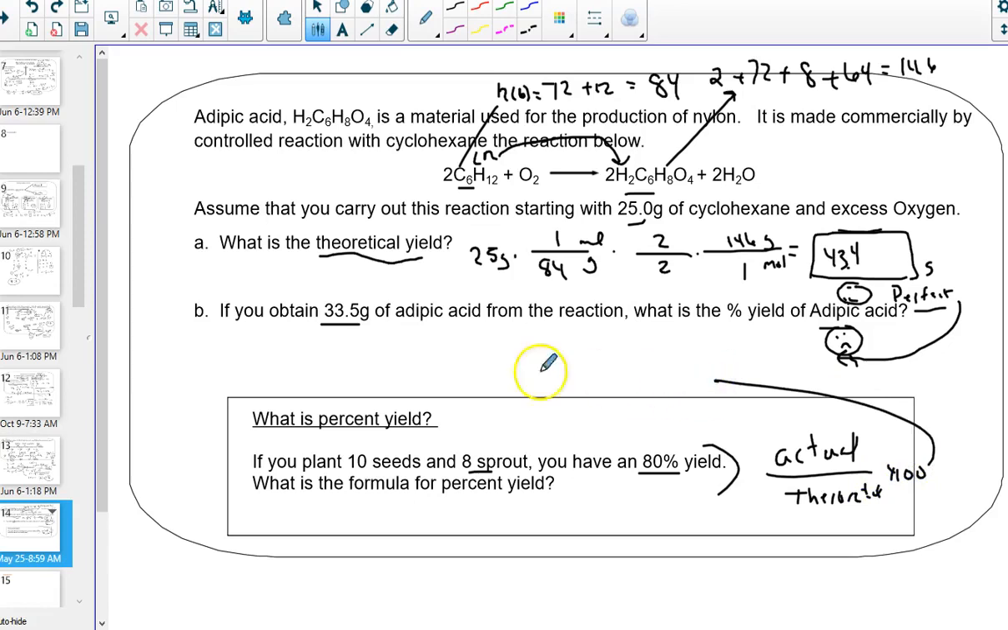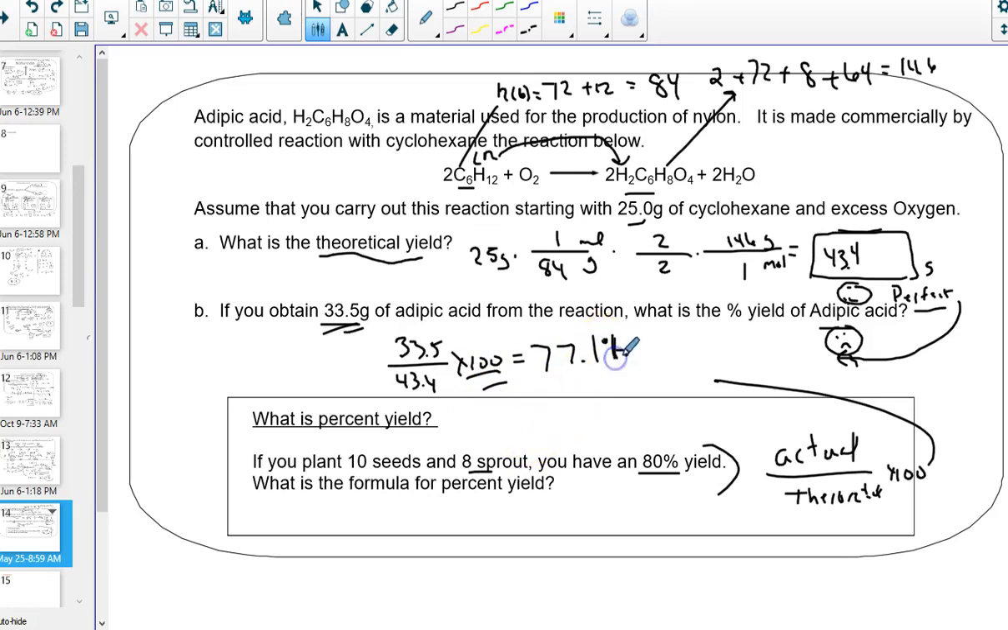And there we go. Let's run that through. You actually got 33.5, and that has to be given. Divided by the 43.4 times 100. All right, what we got here? 33.5 divided by 43.4 times 100 is 77.1%. I've even seen them mark it wrong if you don't have the 100 on there.